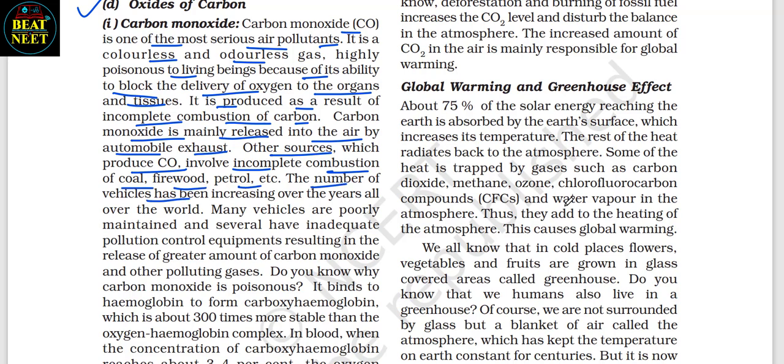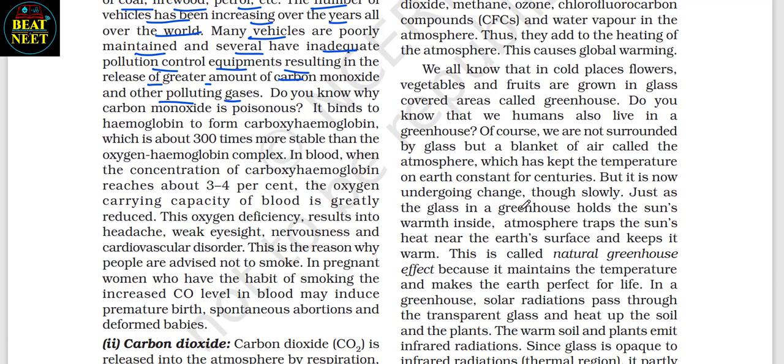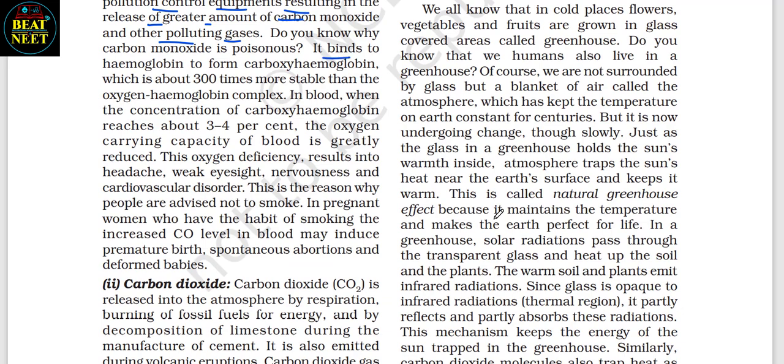The number of vehicles has been increasing over the years all over the world. Many vehicles are poorly maintained and several have inadequate pollution control equipment, resulting in the release of a greater amount of carbon monoxide and other polluting gases. Do you know why carbon monoxide is poisonous? It binds to hemoglobin to form carboxyhemoglobin, which is about 300 times more stable than the oxygen-hemoglobin complex. In blood, when the concentration of carboxyhemoglobin reaches about 3 to 4%, the oxygen carrying capacity of blood is greatly reduced. This oxygen deficiency results in headache, weak eyesight, nervousness, and cardiovascular disorder.